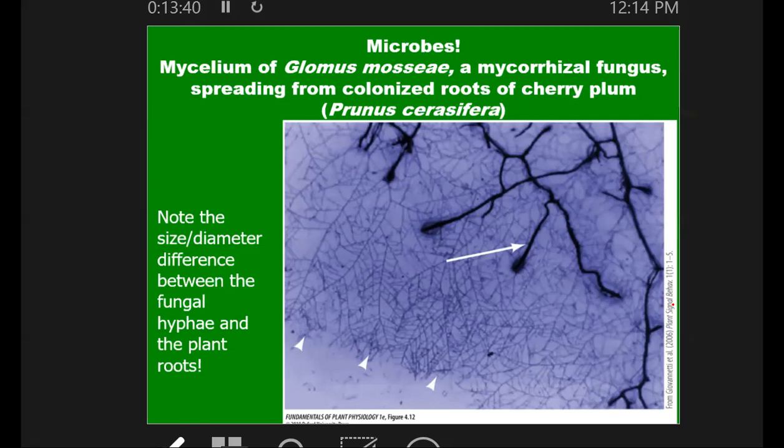So mycorrhizal fungi are incredibly important, not only to get access to water that the plant can't get direct access to, but also minerals, and then just their ability to release all kinds of interesting enzymes and chemicals to get those minerals off of the soil particle and into the water system.